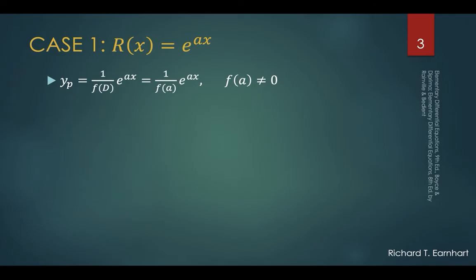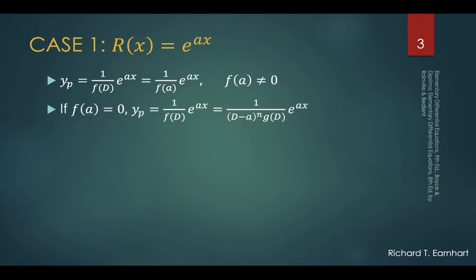Okay, the first case is when r of x contains e to the ax. So the inverse operator corresponding to e to the ax is 1 over f of D times e to the ax. That's your particular solution. And then if f of a is not equal to 0, then we will replace D by a, that is coming from the coefficient of the exponential function.